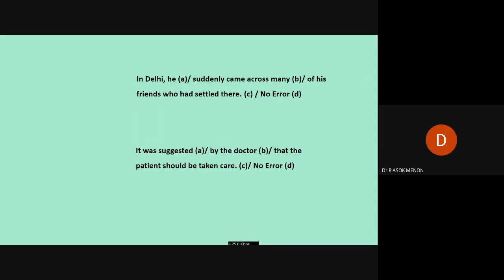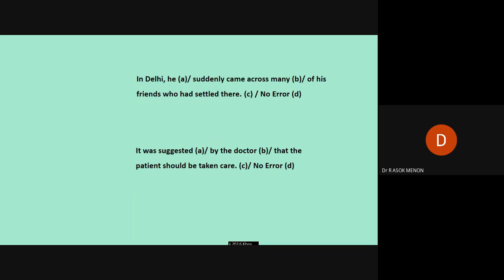Yes. So now let us come to the question again. In Delhi, he suddenly came across many of his friends who had settled there. Pravalika Mampali has said "who settled there". No, that is grammatically wrong; I would explain that. See here, this sentence contains no error. "Came across" is simple past. Many of his friends had already settled before him. Already means even before he met them, they had settled there.